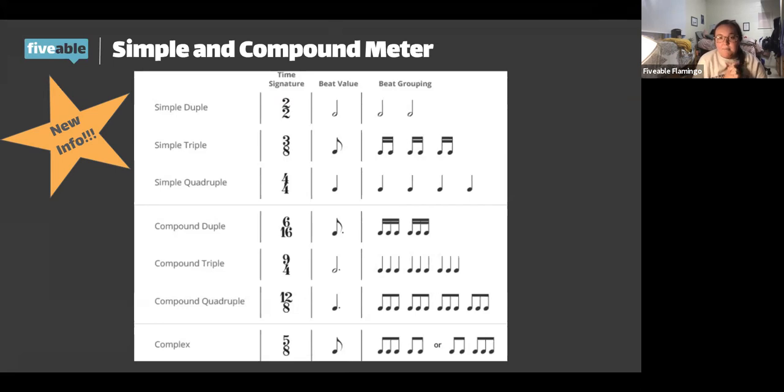Simple meter is when you can divide things into groups of 2. So see here, if we're in 2/2, then we can divide it into 2 half notes. 3/8 is a simple meter because you're still dividing these into 2 16th notes, because we're using 3 eighth notes, so it'd be 1, 2, 3, and this equals 3/8.